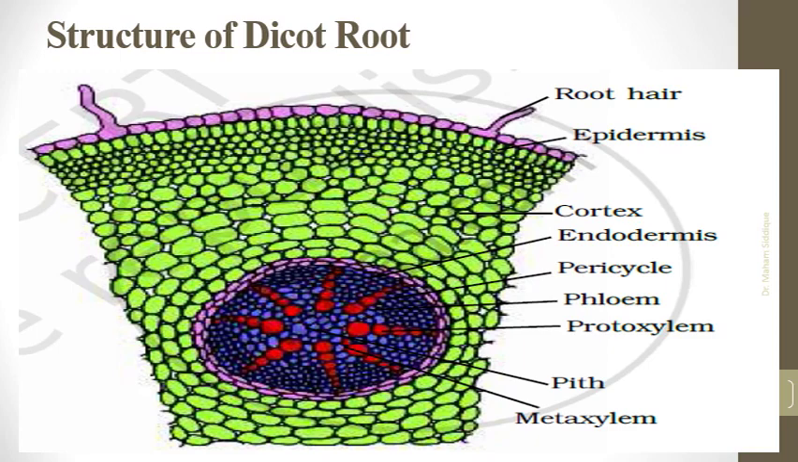A small patch of sclerenchymal cells is also present outside every group of phloem. These are the blue colors. Conjunctive cells are thin-walled parenchymatous cells lying in between xylem and phloem. At the center, there is a small parenchymatous pith. It may be even absent in some dicotyledonous roots.